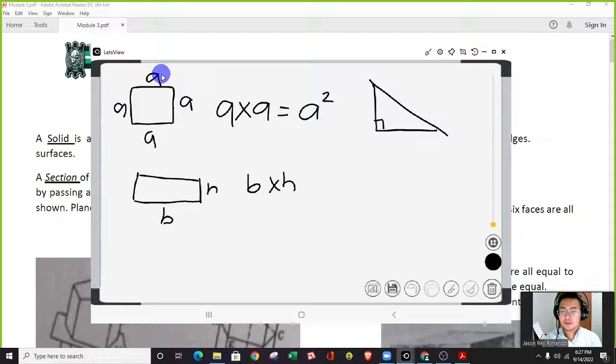How about a right triangle? You have your base, you have your height. Base times height over 2. It's 1/2 base times height.